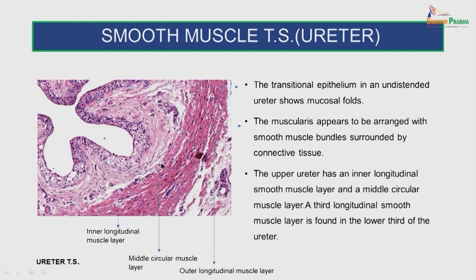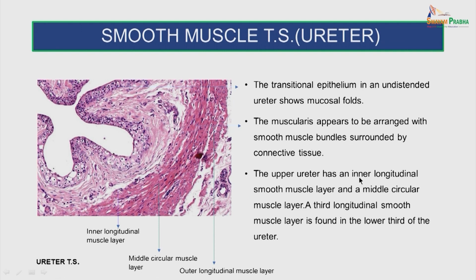So this is a slide of ureter, a transverse section of the ureter showing the muscle layer or muscularis layer. The transitional epithelium in an undistended ureter shows mucosal folds. The muscularis appears to be arranged with the smooth muscle bundles surrounded by connective tissue.